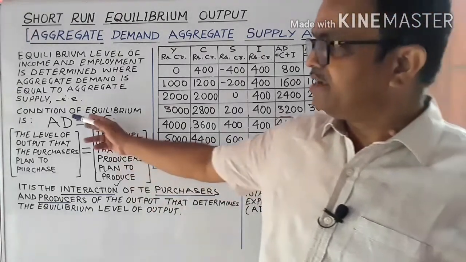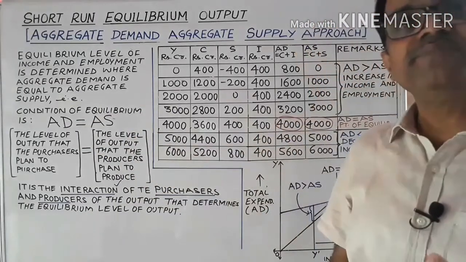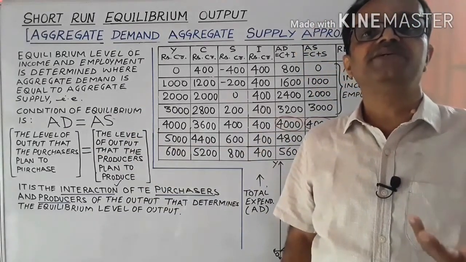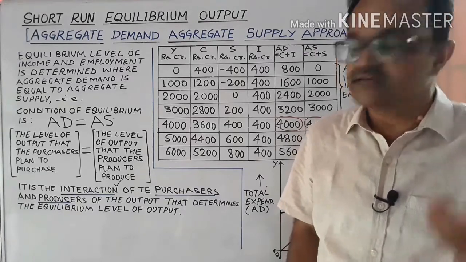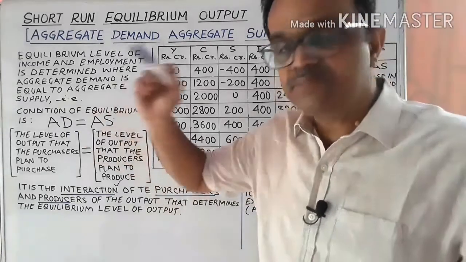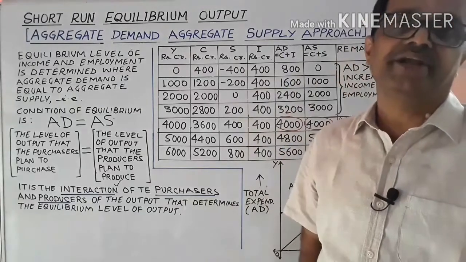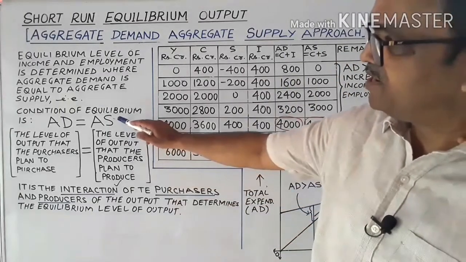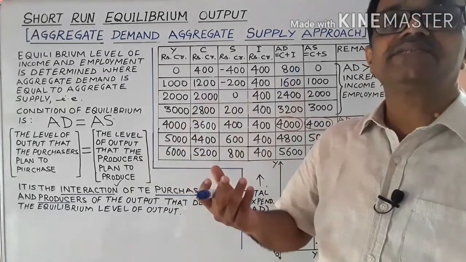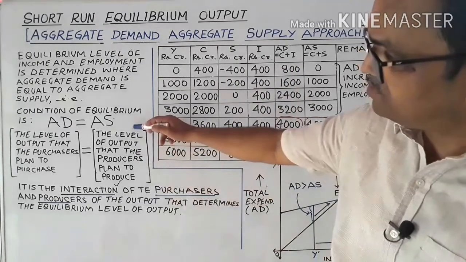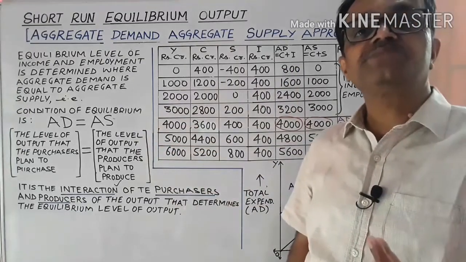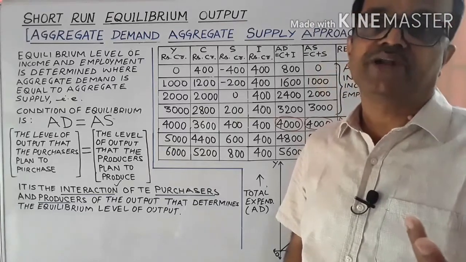What does aggregate demand mean? Aggregate demand simply means the total amount of expenditures in the economy. That is, it is that level of output that the purchasers plan to purchase during an accounting year. And what is aggregate supply? Which is equivalent to the national income. That is, it is that level of output which the producers plan to produce during an accounting year.